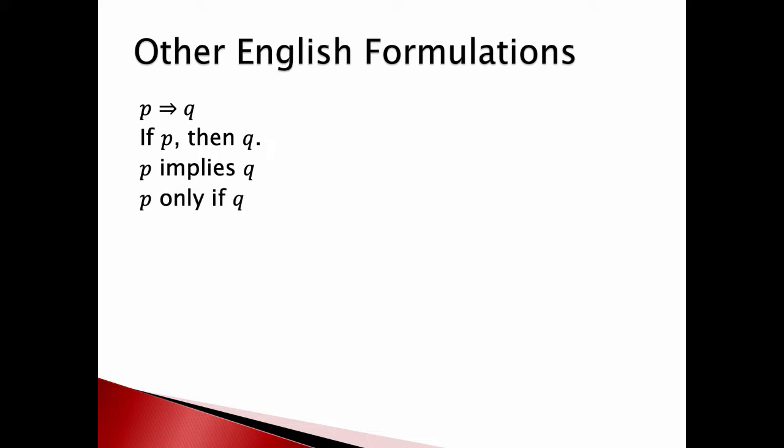Here's a weirder one, but this also works in English. P happens only if Q happens. Or another way to say this is P is a sufficient condition for Q to happen. So think about this with the game. Winning today's game is sufficient to get us to the World Series.